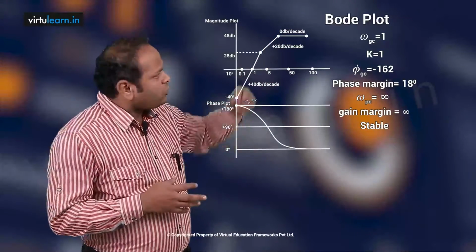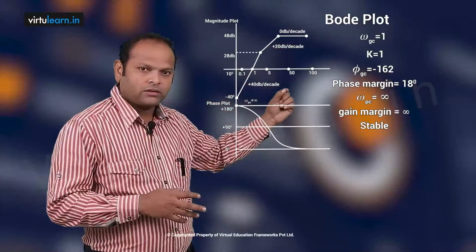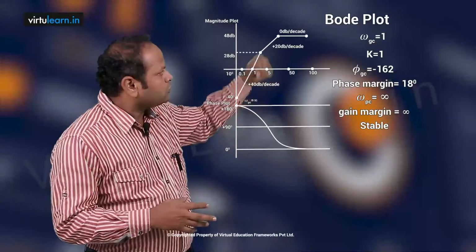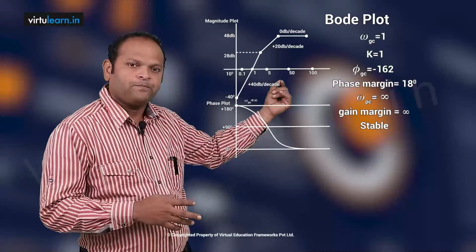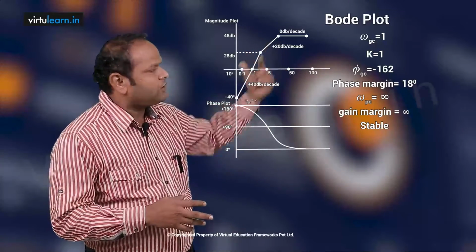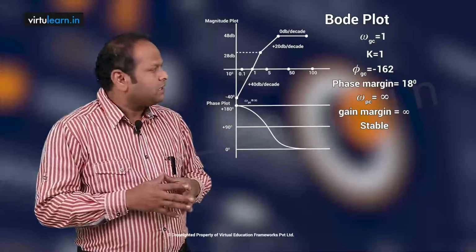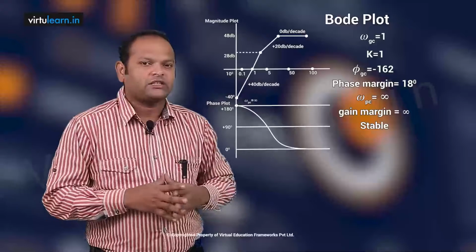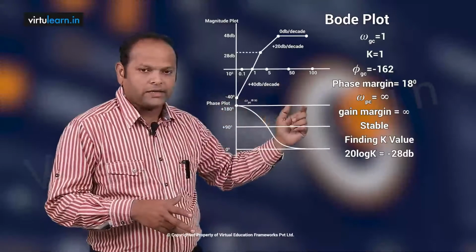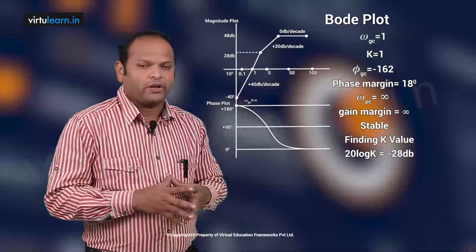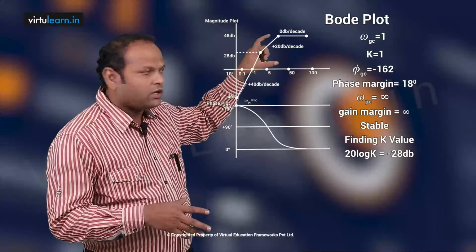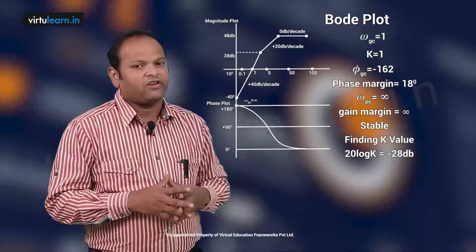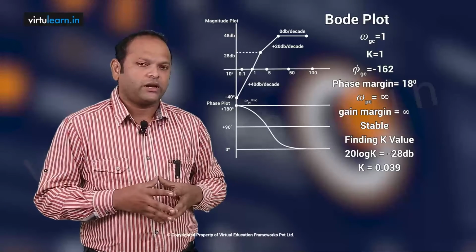Now I want to make the 28 dB into 0 dB, which means I need to shift this magnitude plot downward so that the 28 dB becomes 0 dB. In this case, omega GC is 5 radian per second. Since we are shifting the magnitude plot downward, I can equate 20 log K equal to minus 28 dB, because we are shifting down by 28 dB. Therefore 20 log K is equal to minus 28 dB. We can find the K value, which is around 0.039.